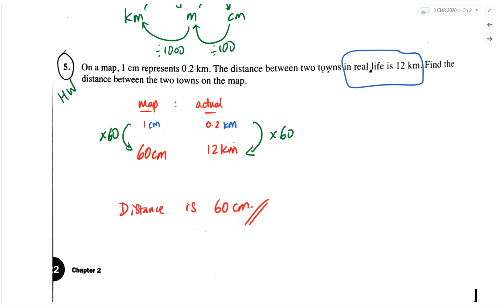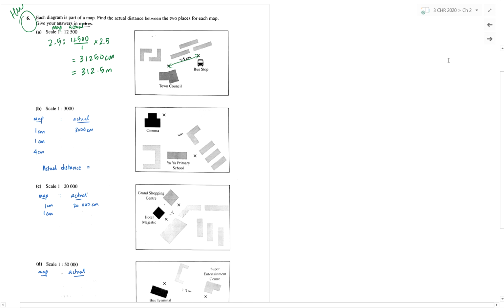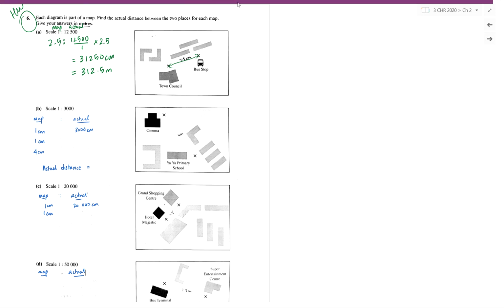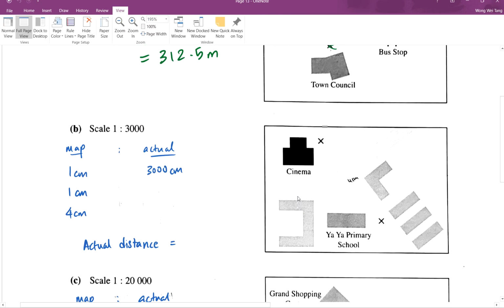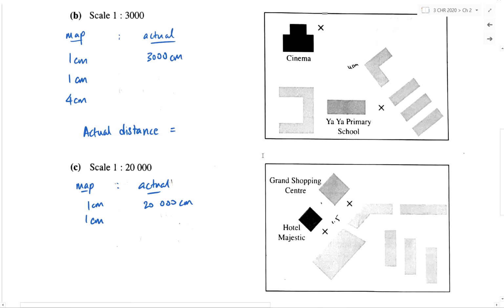Okay, so next one. I've already gone through 6A, so moving on to the subsequent questions. A reminder, for this question, we are supposed to measure. So using our workbook, you need to take a ruler and measure the distance over here. For part B, the distance on the map, this is our map over here. This is 4 centimeters from the cinema to the primary school.